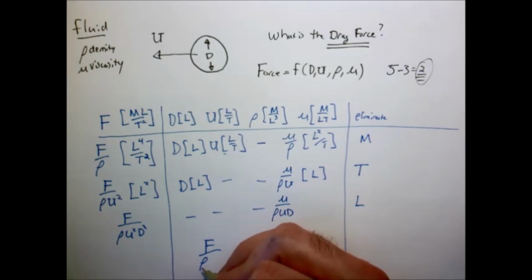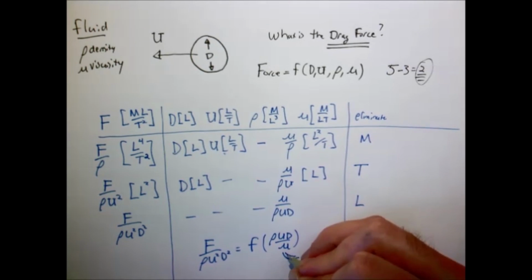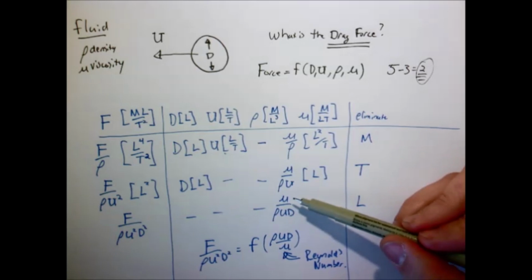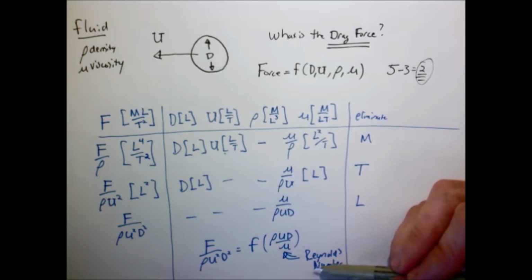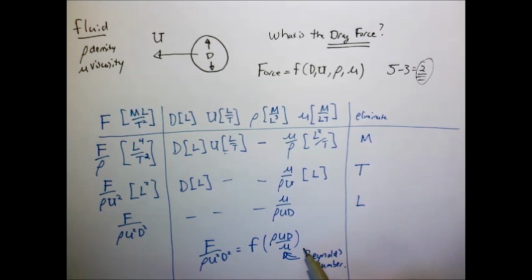And the result I'm left with is that the force divided by rho u squared d squared is some function of rho u d over mu. Now our table gave us the inverse of that, but I wrote it this way because this is the most popular parameter in all of fluid mechanics. It has a special name. It's known as the Reynolds number. We'll talk about it quite a bit.